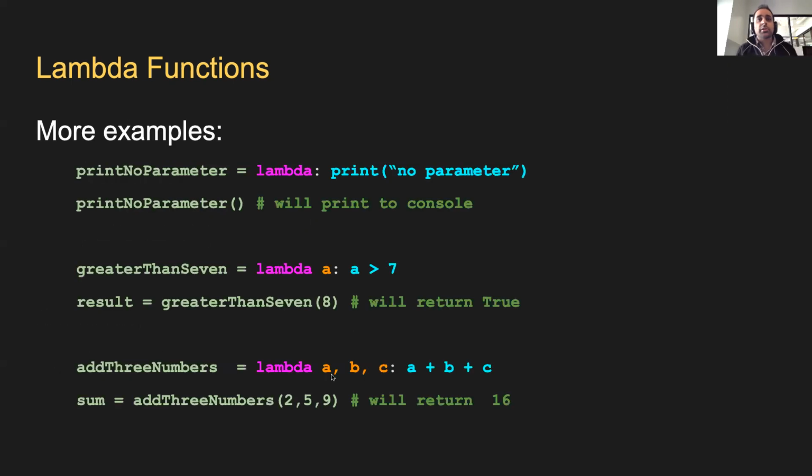You can have multiple parameters. So in this case, we want A, B, and C. That's totally fine. Again, just like a normal function, you can have multiple parameters and use them at your will. So in this case, that should return 16. 2 plus 5 plus 9. Yeah, that should be 16.